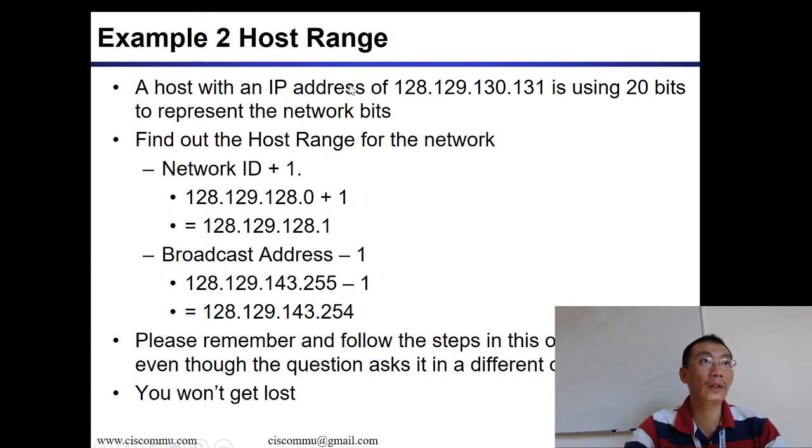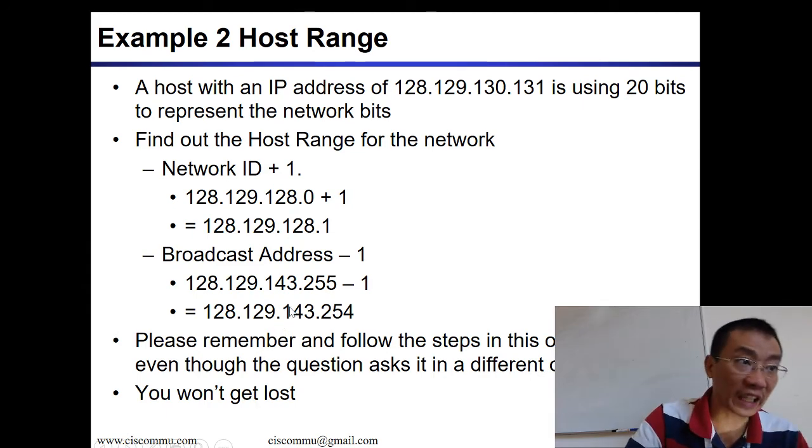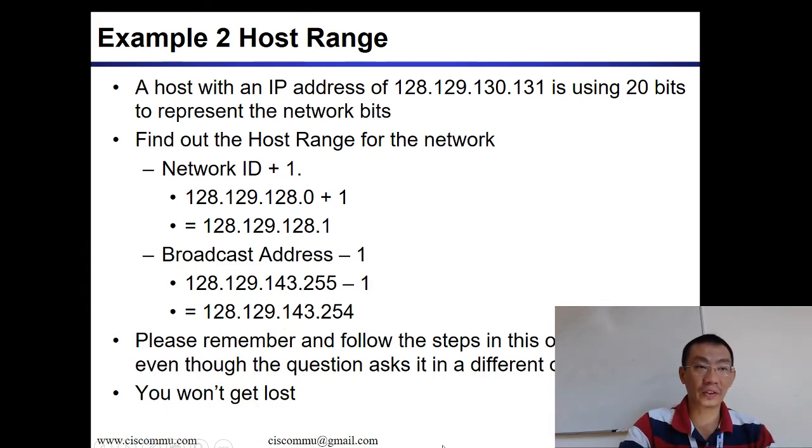Then you find the host range. The host range using 20 bits will be the network ID plus 1 to the broadcast address minus 1. So you can see the host range is from here to here. If you follow these steps you will not get lost, even though the question may ask you in a different order.